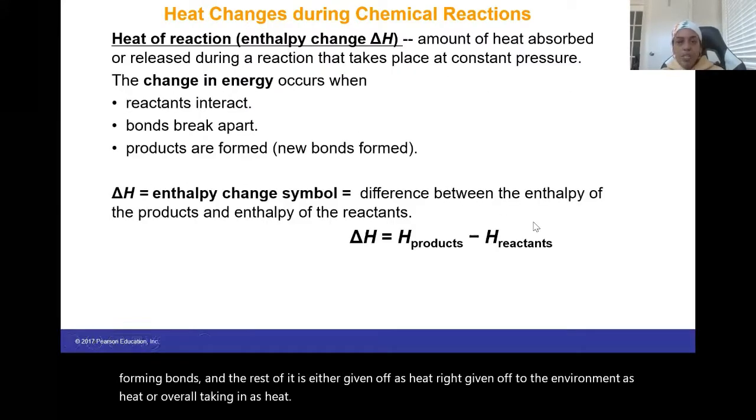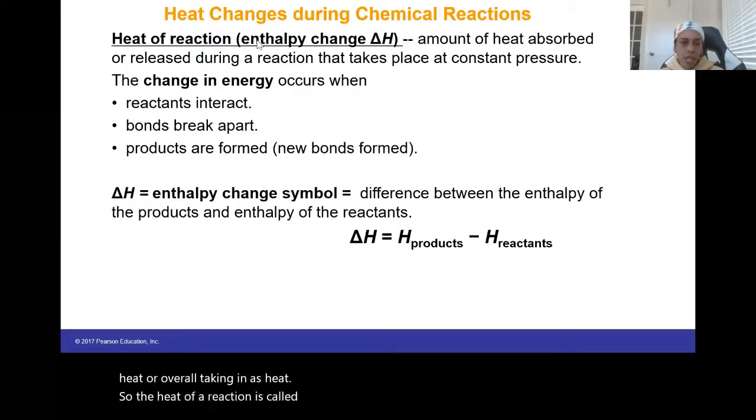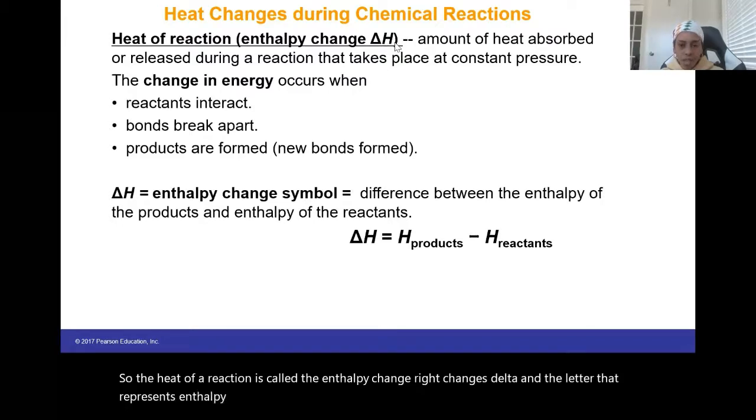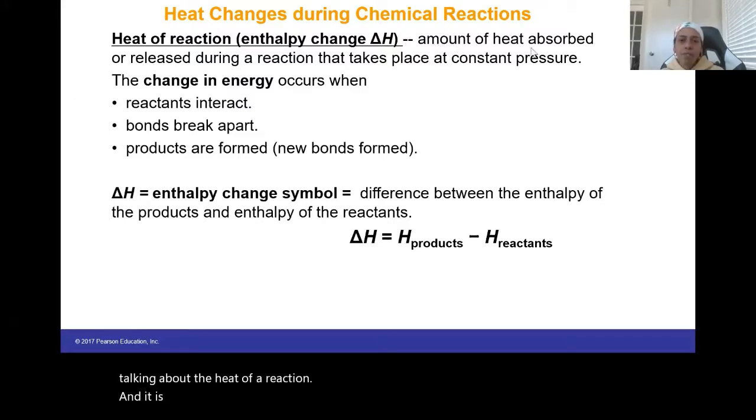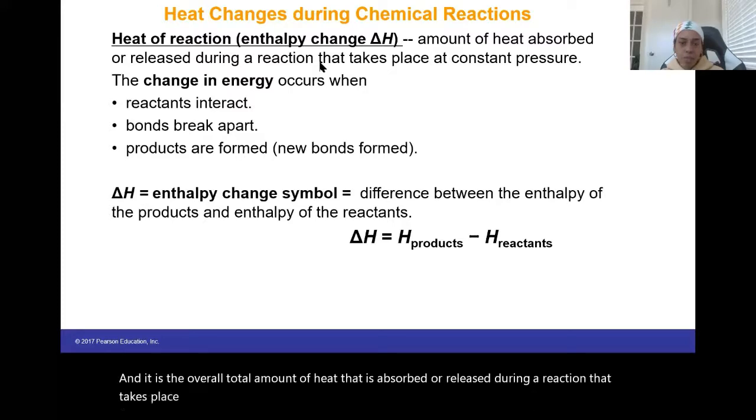So the heat of a reaction is called the enthalpy change, right? Change is delta, and the letter that represents enthalpy is H, capital H, not lowercase h, capital H. So I will say delta H whenever I'm talking about the heat of a reaction. And it is the overall total amount of heat that is absorbed or released during a reaction that takes place at constant pressure, right?